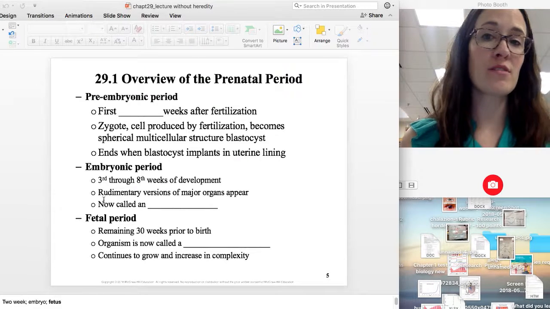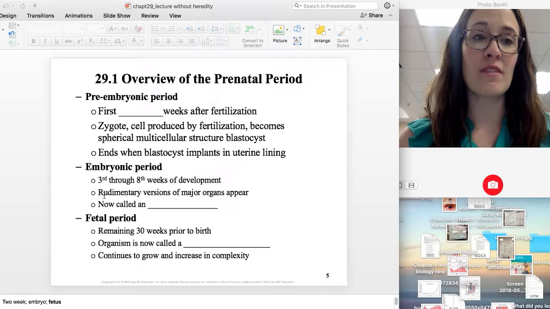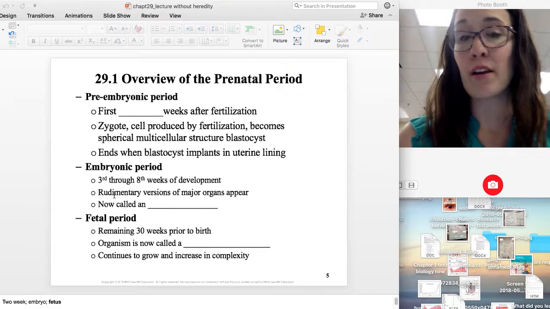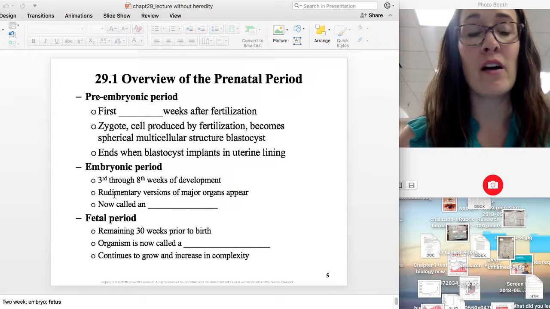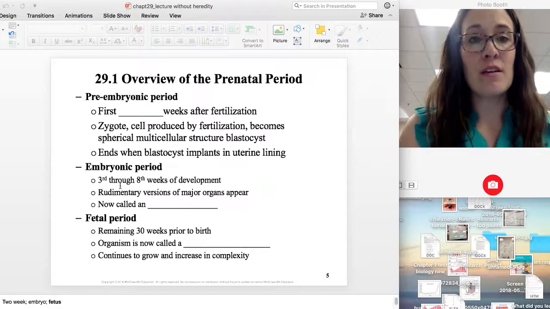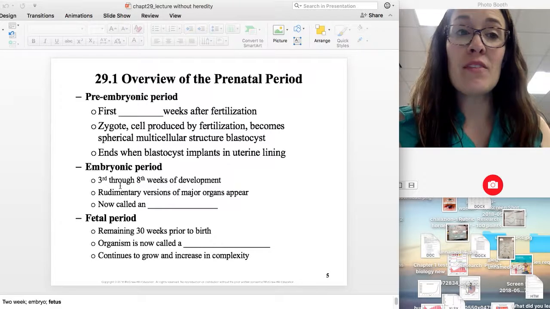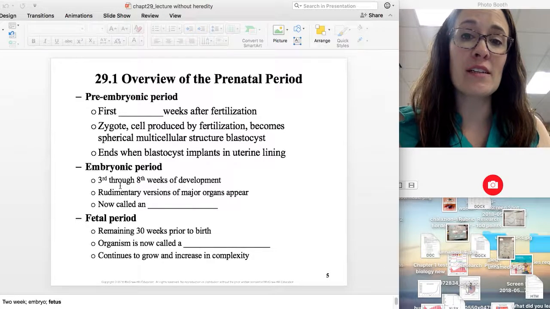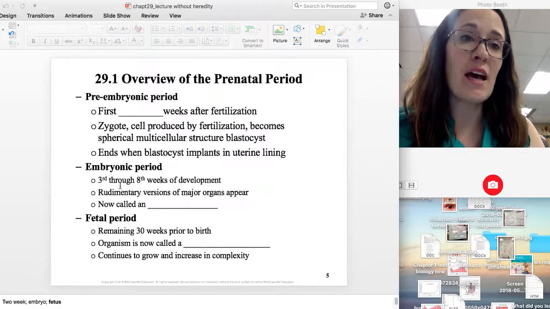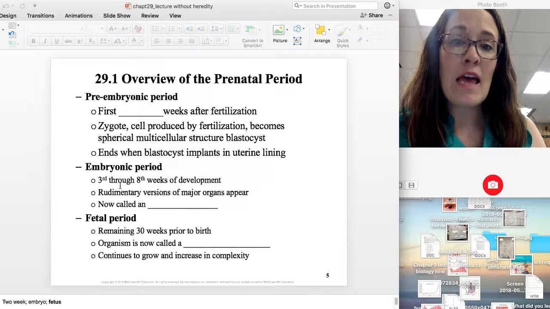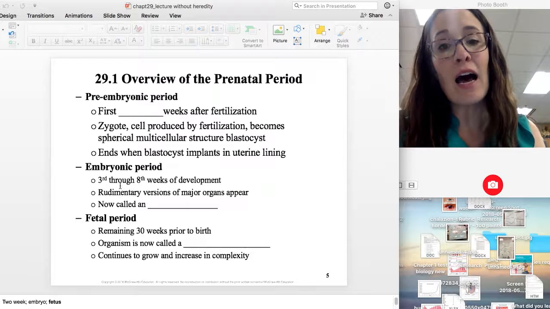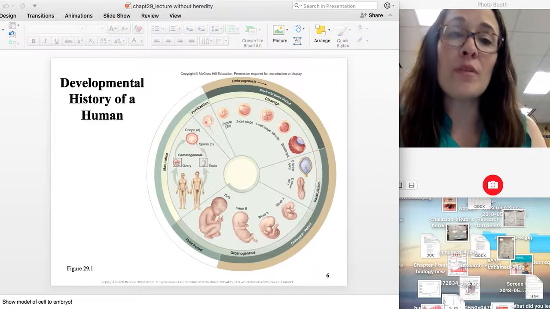The next 5 weeks are called the embryonic period, from the 3rd week of development to the 8th week. And this is where we see the rudimentary organs first appear. So the beginnings of a heart, beginning of lungs, beginning of these muscles. And it's referred to as an embryo in this stage, 3rd week through the 8th week. In the last period, the remaining 30 weeks of the pregnancy prior to birth, is called the fetal period. So, of course, then the organism inside the uterus is referred to as a fetus. And during this time, that once embryo now grows in size and the organs develop in complexity.